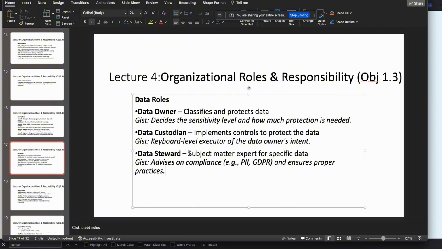So remember this term: subject matter expert, data steward. And day-to-day activities and implementing control to protect the data is data custodian. And you will get a question from here.